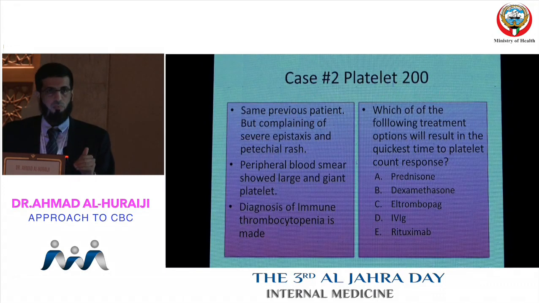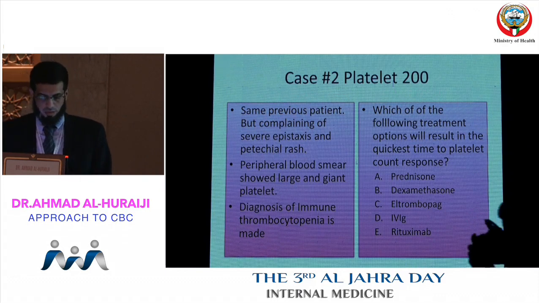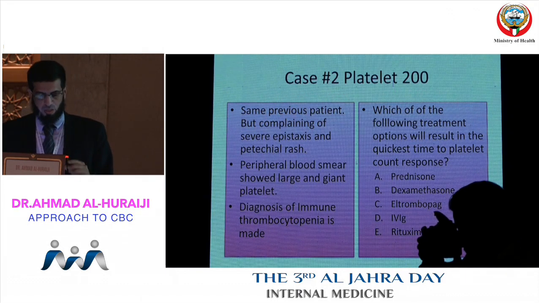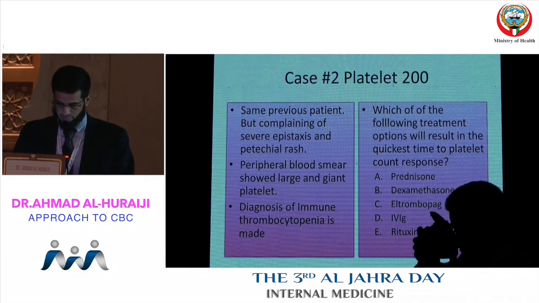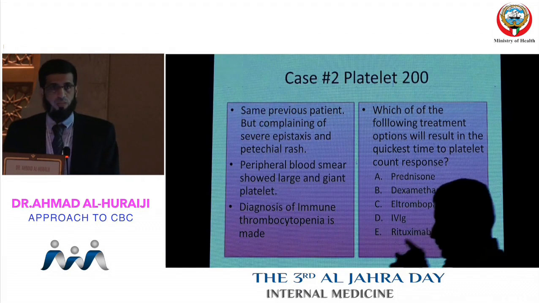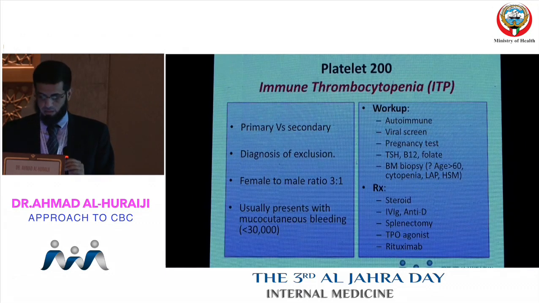The same patient with a platelet count of 20, but he has symptoms of epistaxis and petechial rash. A smear showed large giant platelets, and a diagnosis of ITP was made. Which of the following treatment options will result in a quick response of the platelet count? IVIG is the answer.